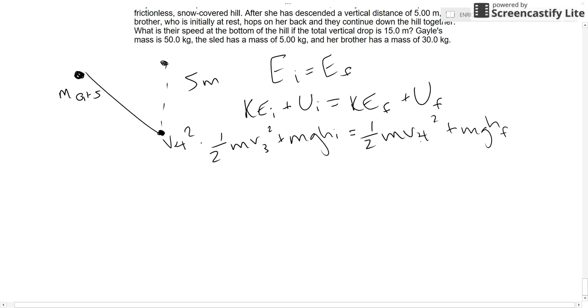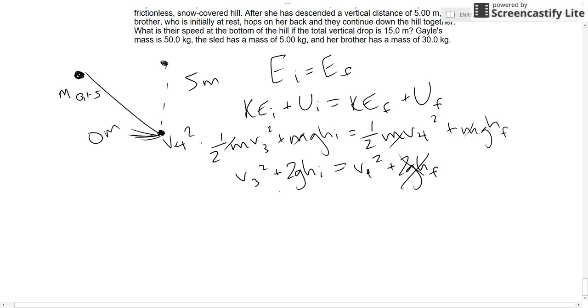So what we need to do is isolate the equation so we get v4. We can divide through by the m, and multiply by 2 as well to get rid of the halves. So we're going to have v3 squared plus 2ghi equals v4 squared plus 2ghf. Before we do anything else, we can assign a value to h final. As it's at the bottom of the hill, we just call it 0 and get rid of that term. That's way easier. So now we have v3 squared plus 2ghi equals v4 squared. Now it's an easy problem. Just get the square root of this.